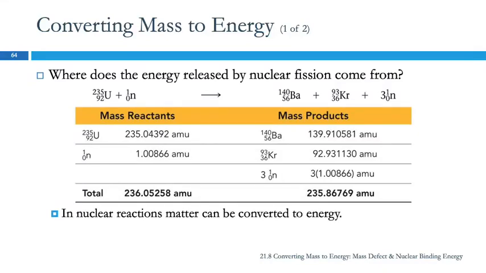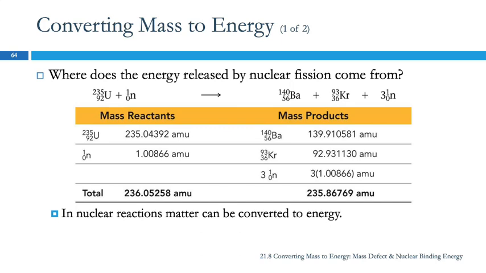So nuclear fission generates a lot of energy. Where does the energy come from? So this is the nuclear reaction. We've got uranium-235 being turned into barium-140 and krypton-93, and we've got 3 neutrons given off and 1 neutron used to cause this to happen.